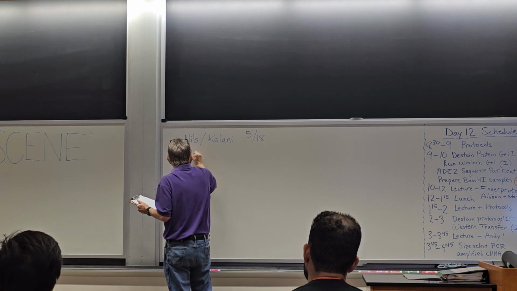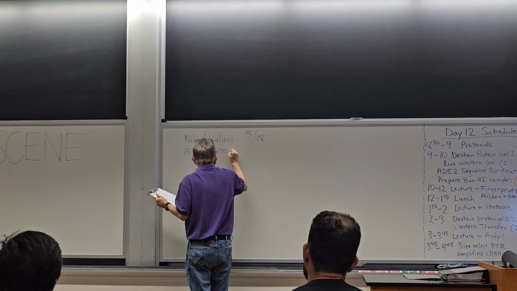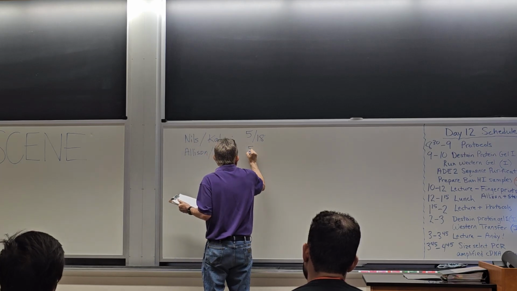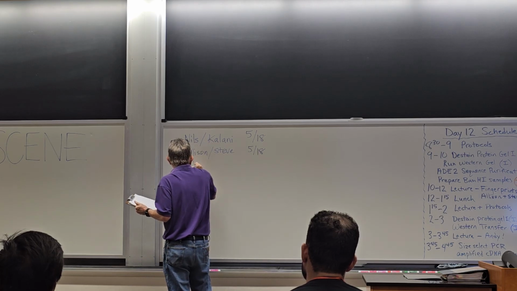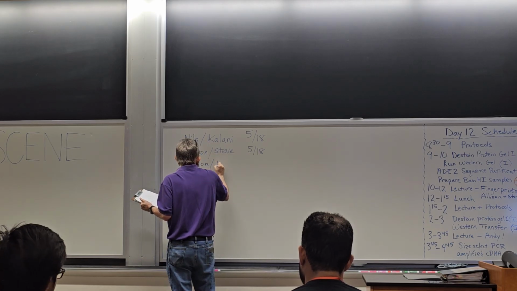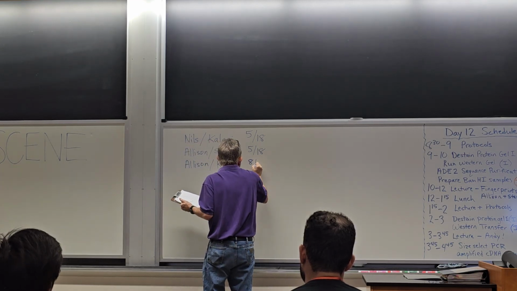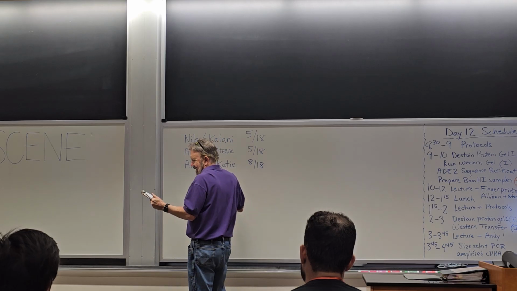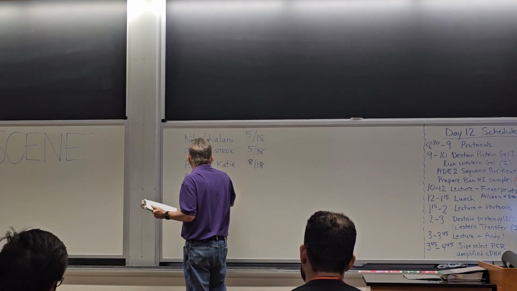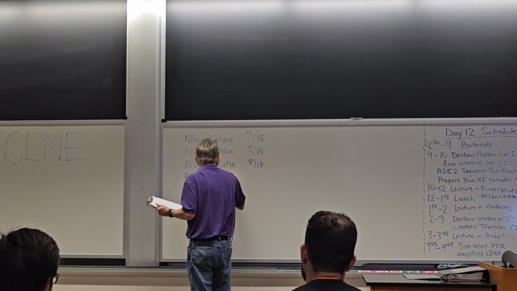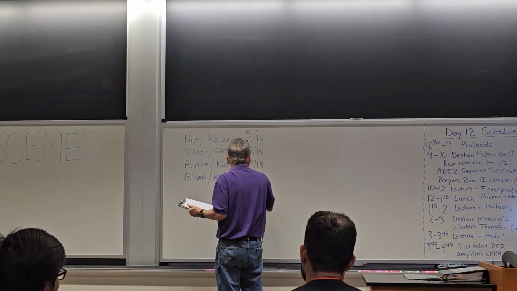Allison and Steve share 5 out of 18. Allison and Katie share 8 out of 18. Allison and Kalani, I'm going to warn you ahead of time that these relationships may not be what you thought. Allison and Kalani, 4 out of 18.